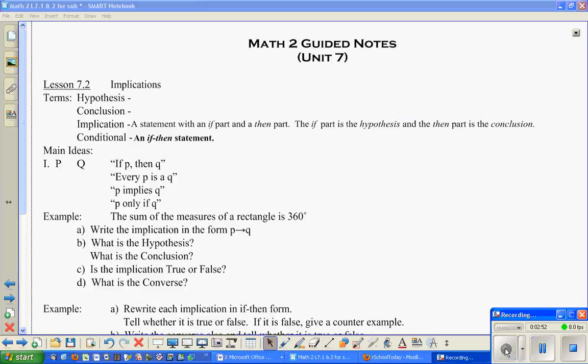Now, in 7.2, we're going to talk about the beginnings of argument. And with that comes some needed terminology. The two that I have given you here are implication and conditional. A conditional is an if-then statement, and we'll have plenty of those as we go. Implication is a statement with an if part and a then part. The if part is the hypothesis, and the then part is the conclusion.